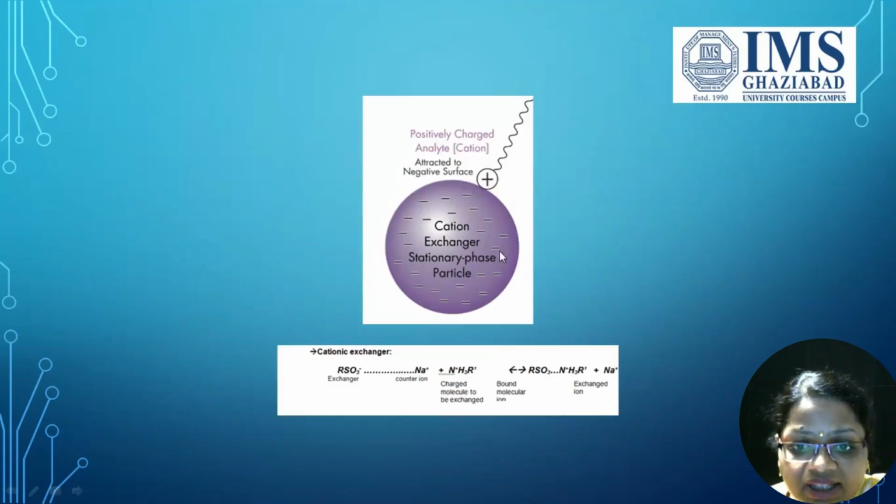Similarly, for the cation exchangers, the matrix is negatively charged and we have the positively charged counter ions added to it. You can see here, the sodium is the counter ion and this is the charged molecule to be exchanged, so it binds and the counter ion is replaced.